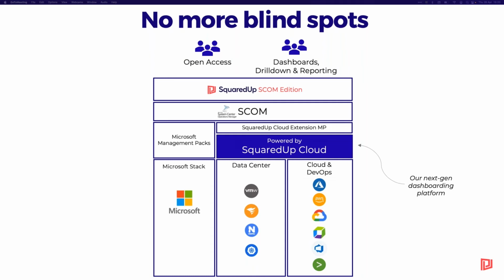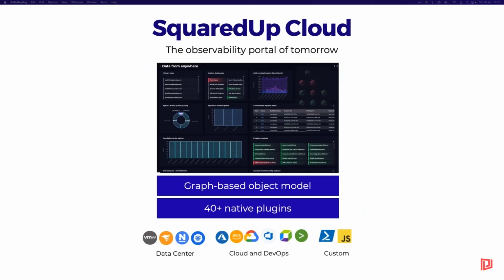What we've done is we've built a custom cloud management pack to be able to plug into our Squaredup Cloud product and roll up status from all of these different tools into SCOM. So I have one slide today on Squaredup Cloud. Again, we're going to be talking about using Squaredup Cloud for SCOM, but I do want to give a little bit of background, of course, about Squaredup Cloud.